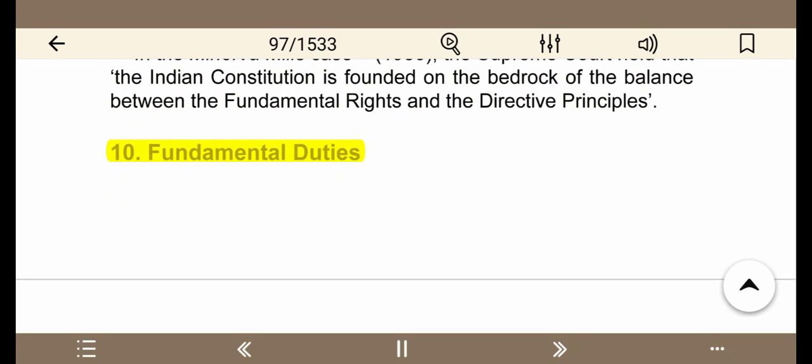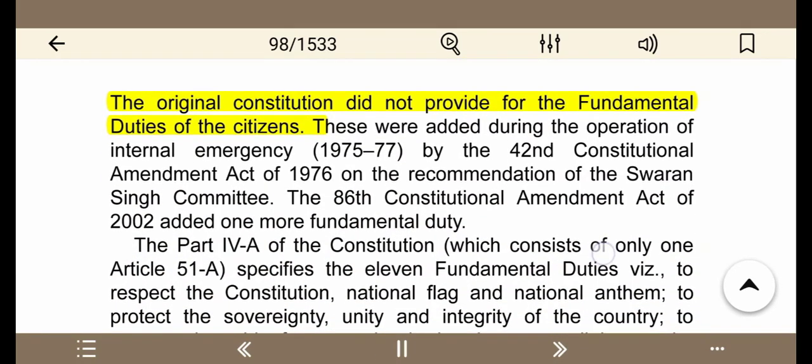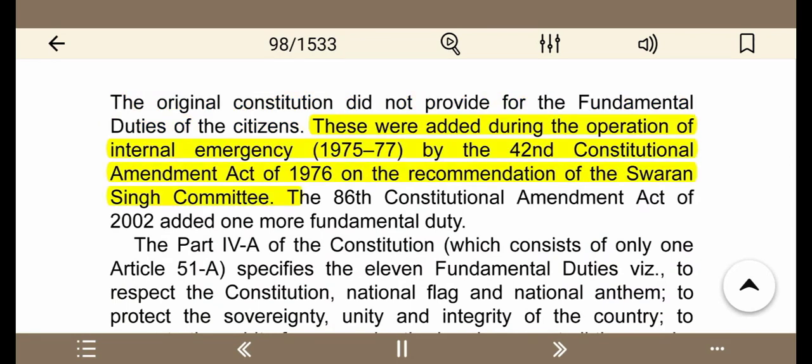10. Fundamental duties. The original Constitution did not provide for the fundamental duties of the citizens. These were added during the operation of the internal emergency, 1975-77, by the 42nd Constitutional Amendment Act of 1976, on the recommendation of the Swaran Singh Committee. The 86th Constitutional Amendment Act of 2002 added one more fundamental duty.